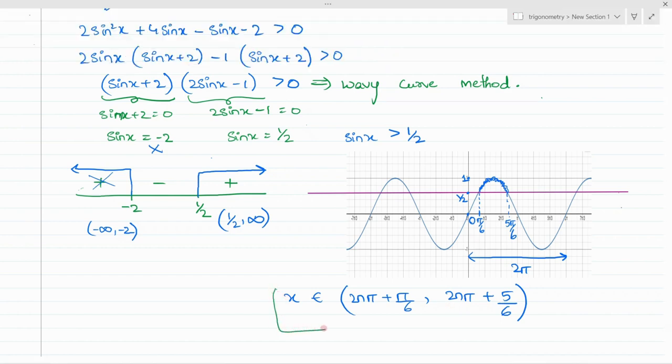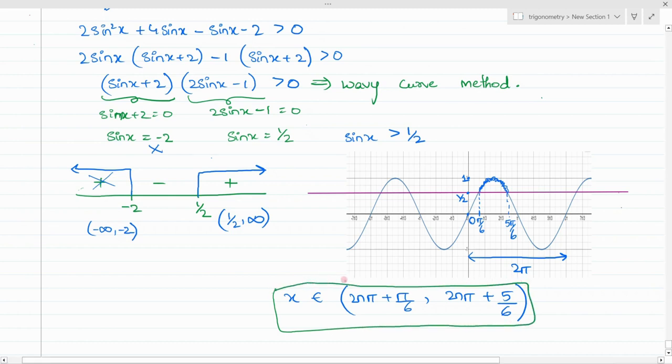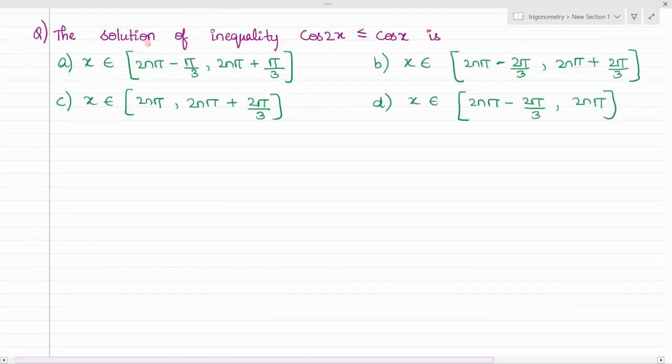So this is the required solution for the given equation. In this question, we need to find the solution of the inequality which is given. And four options are given in which only one is correct. So the given inequality is cos 2x less than or equal to cos x.